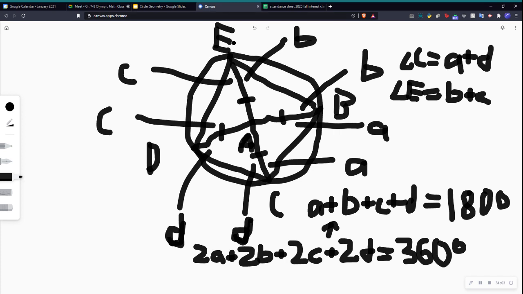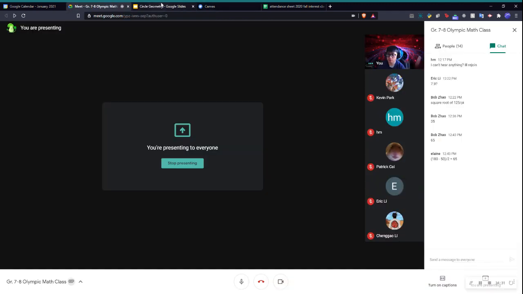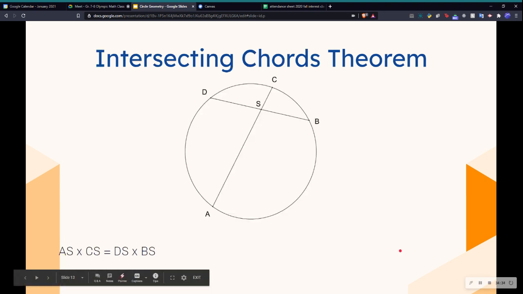And then we have a similar argument for angle B and angle D. Angle B is A plus B. Angle D is equal to C plus D. And we have A plus B plus C plus D once again to get you 180 degrees. And that is the proof of the cyclic quadrilateral theorem. Any questions about this? There are no questions, so I'm going to move on.